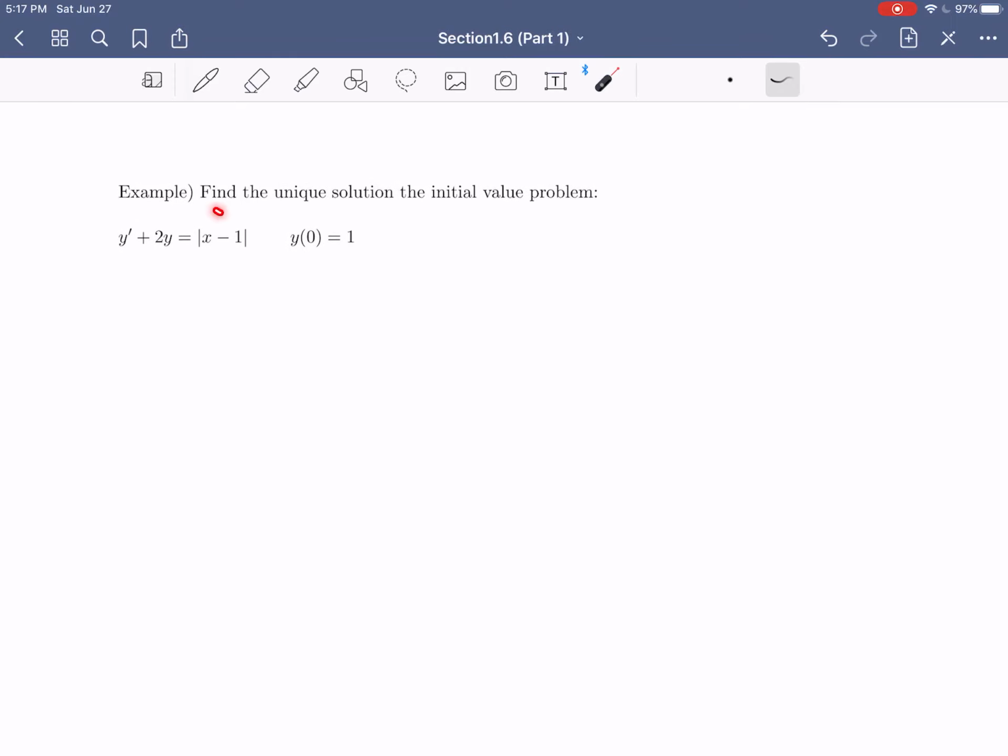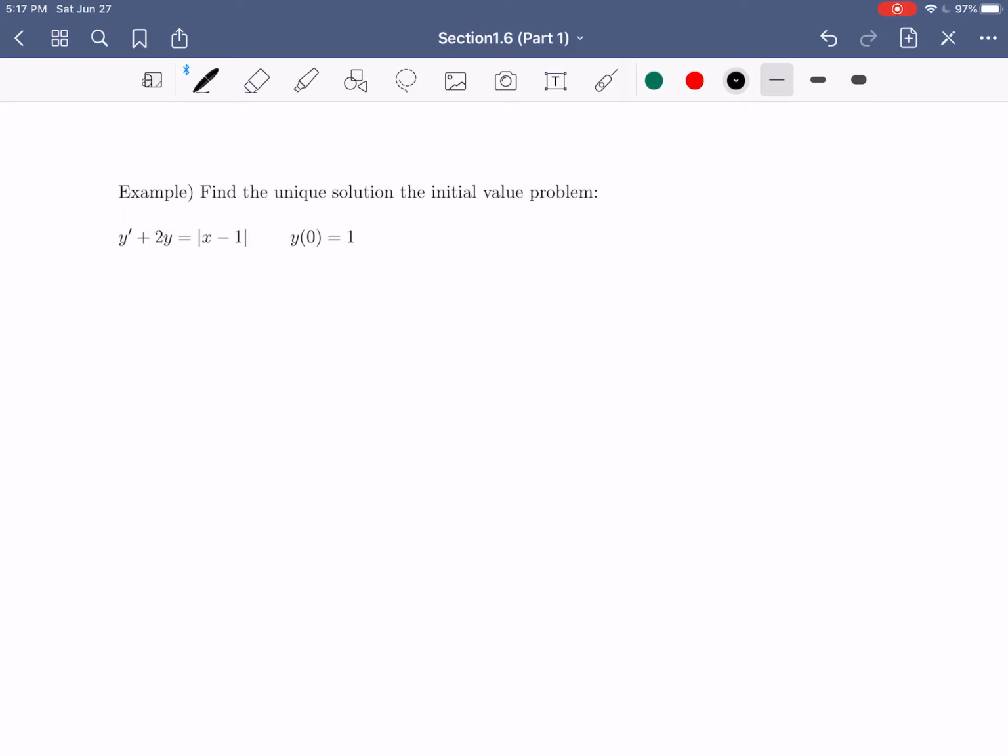We want to find the unique solution to an initial value problem, so very standard setup, but the thing that's unique about it is that the right-hand side, or part of it, is a continuous function, but it's a continuous piecewise function. It's that absolute value of x minus 1.